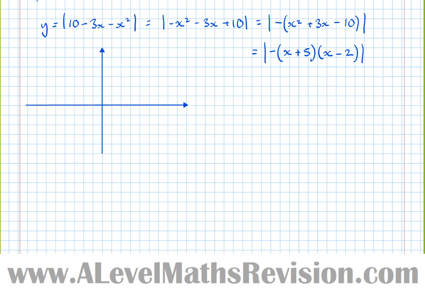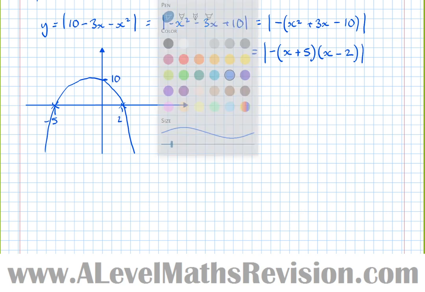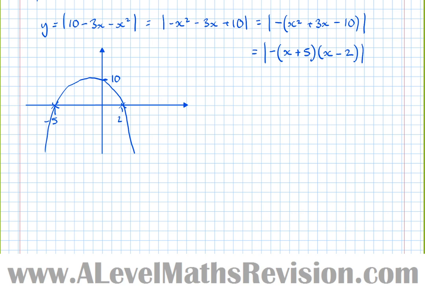So it's a negative quadratic that has roots at -5 and 2, like that. -5, 2. Y-intercept at 10. And any negative part of the graph is reflected upwards, like that there. So we're ready to draw the real thing now.